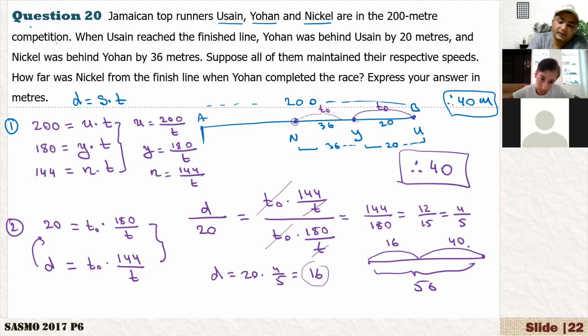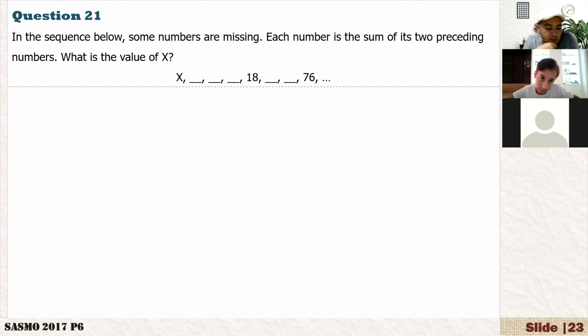Yes. Good. Rahim, let's move to the next question. In the sequence below, some numbers are missing. Each number is the sum of two preceding numbers. What is the value of x? That's, I think, not so difficult a question, because it says that each number is the sum of two preceding numbers. What is the value of x?